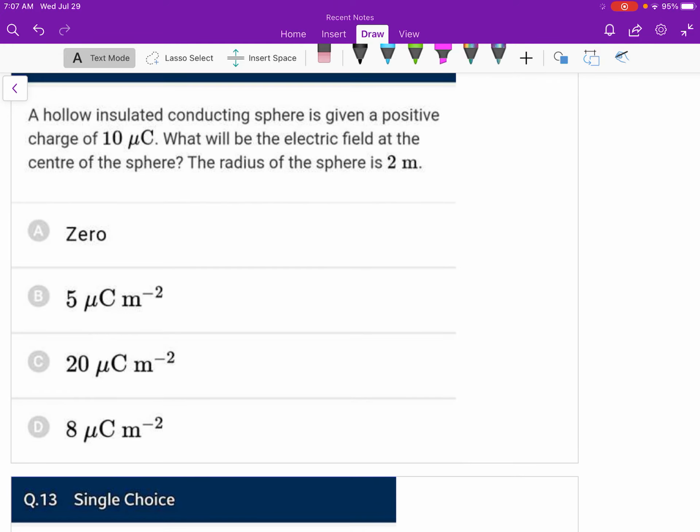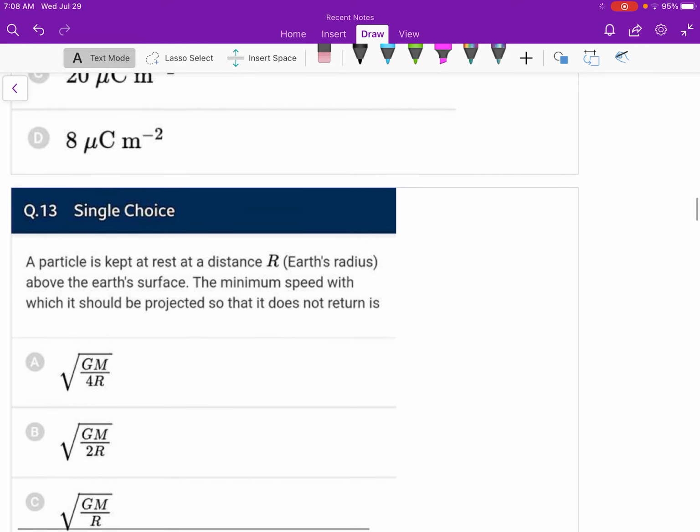A hollow insulated conducting sphere is given charge Q, the electric field at the center. So inside a conducting spherical shell, field at every point is 0. So answer is 0, A.